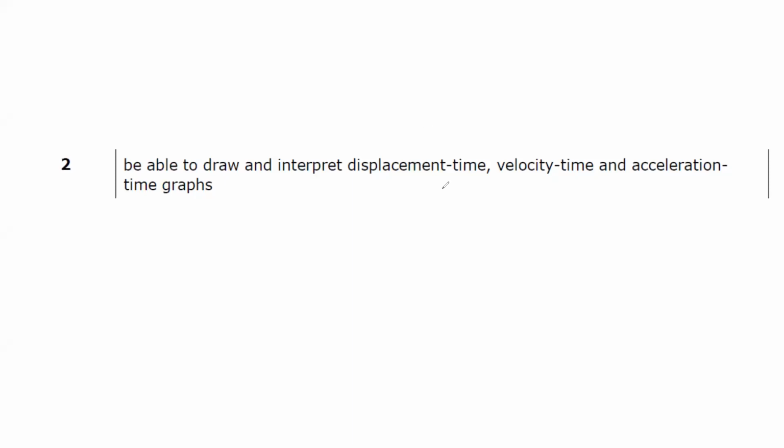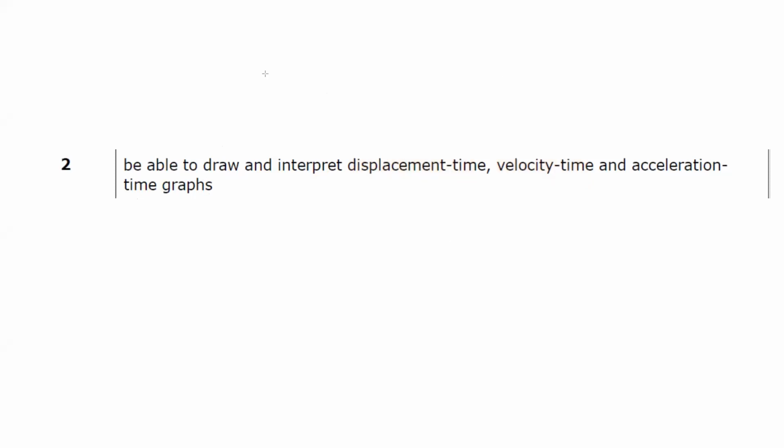So today's objective is you should be able to draw and interpret the displacement time, velocity time and acceleration time graph. So in O levels, you have already studied the displacement or distance time and speed or velocity time graph, but you did not study the acceleration time. So you should be able to draw as well as interpret acceleration time graphs as well.